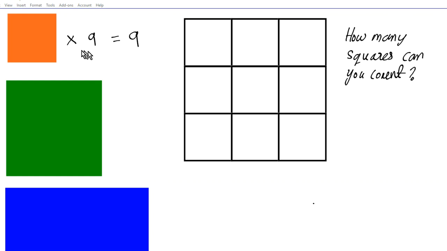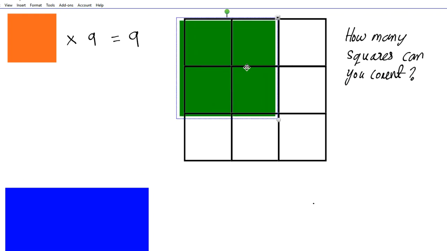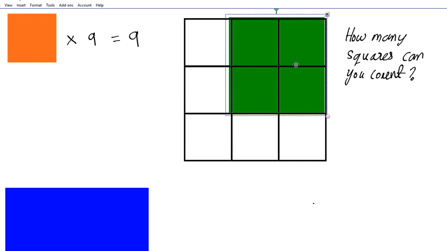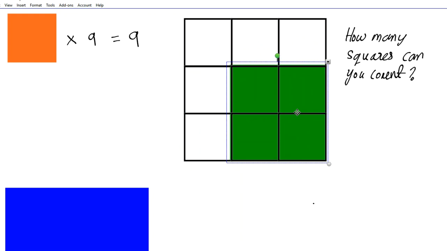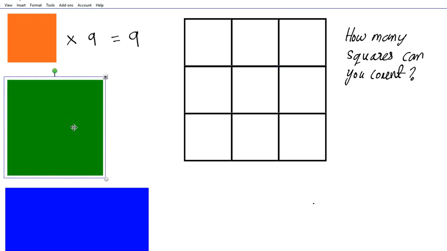Now, what happens when we unite 4 of these little boxes in such a way that we have a square? 1, 2, 3, 4. We get this green square right here. This is also a square. So how many of these green squares are there in this composite figure? Let's go ahead and do the count. This is 1, 2, 3, 4. So we have a total of 4 of these 2 by 2 squares in this composite figure.